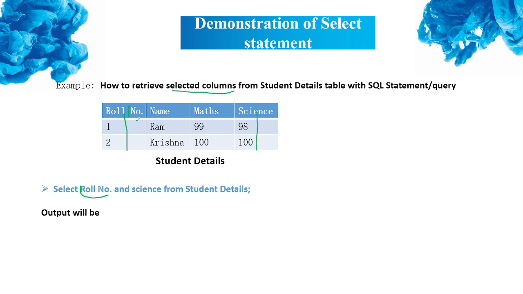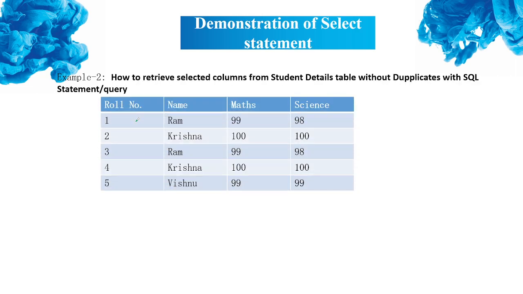These two columns need to be displayed. Let's check that. So right, roll number and science columns are displayed here, and name and maths are excluded because we did not include them in the query. Now next, let's see the demonstration of the select statement.